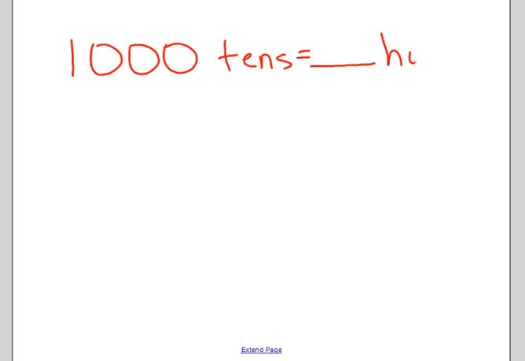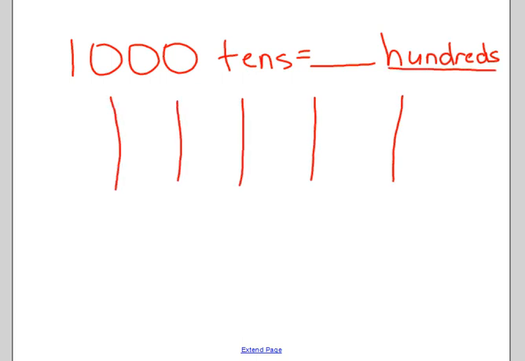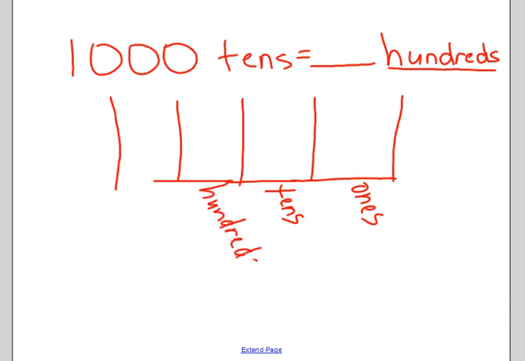They might say 1,000 tens equals blank hundreds. Then you're like, oh no, I have so many, I don't know how to do that. Well, draw your place value chart right away. Start drawing it all the way till you get to the place they want you to go. So I have ones, then I have tens, then I have hundreds, and then I have thousands.